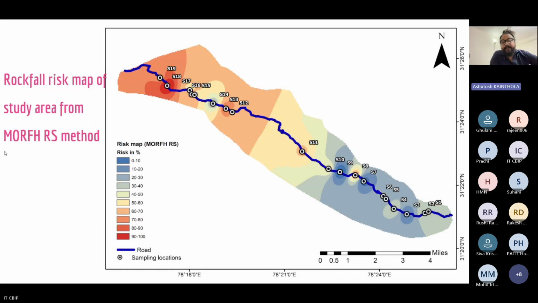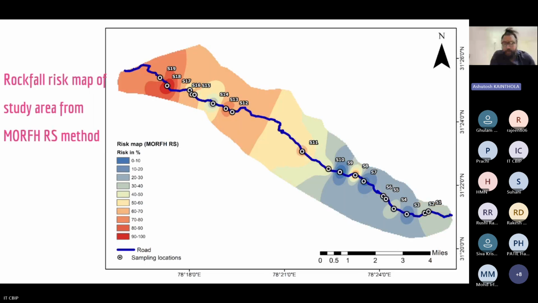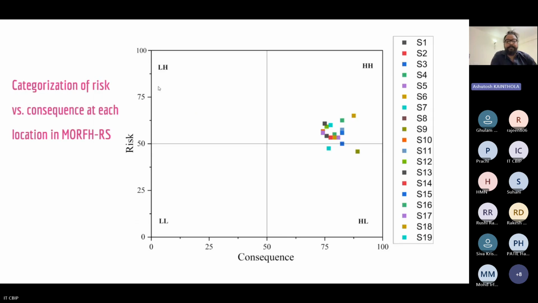Previous image, sir. Yeah. See, it is the rockfall risk map. Next slide, please. Yeah, this is the consequence map. They may look similar, but if you look closely, they are not exactly similar. Can you go back to the previous slide, please? This one and the next one, please. So this one is giving you the rockfall risk, and this one is giving you the consequences. Which regions will face higher consequences? Next, please.